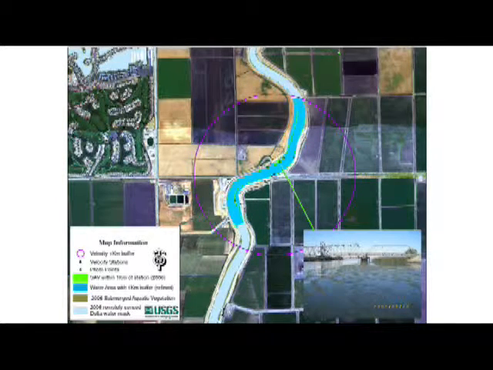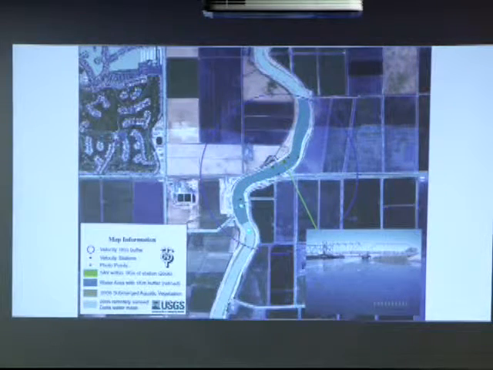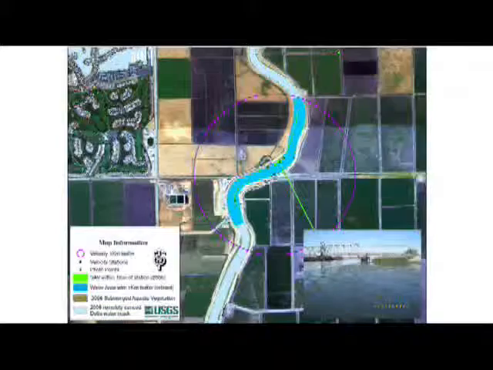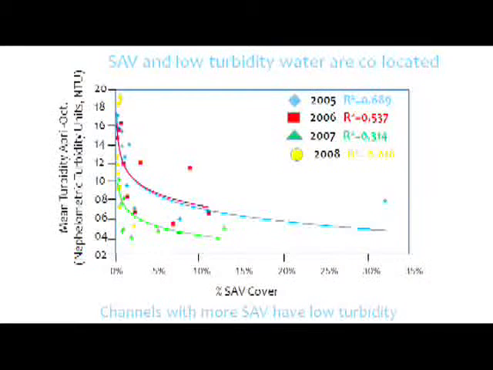Then we looked at the SAV cover in this reach of the channel within that 1 kilometer buffer, and compared that. So for this point right here, that's what you're looking at. You can see there's a bunch of SAV in this area, and then we compared the percent cover. And again, channels that have lower turbidity tend to have higher cover, and that makes total sense.